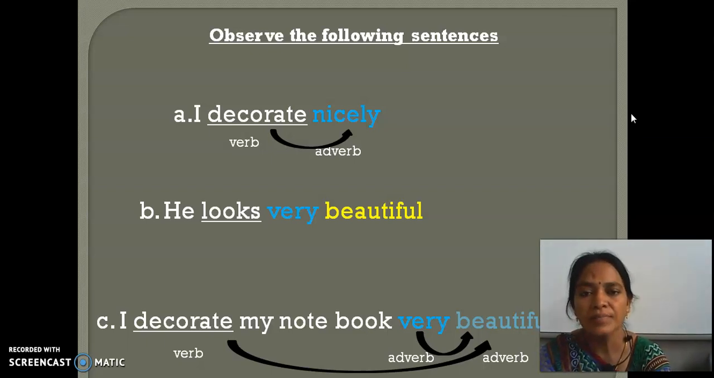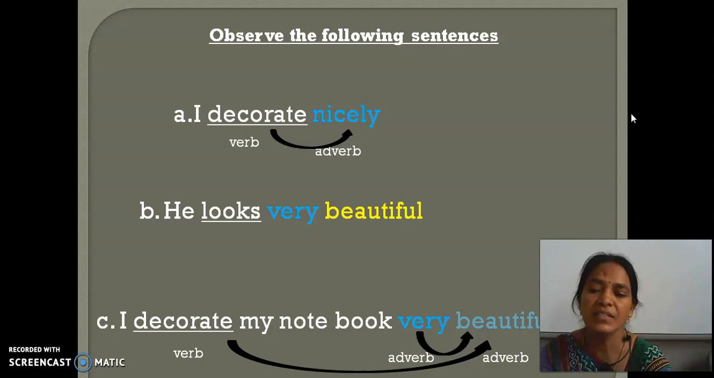Are you clear? What is an adverb? Adding more meaning, or beautifying, or decorating the verb. So did you get a little added information? How is the person decorating? How does the person decorate? Nicely. Okay. We move on to the second sentence.